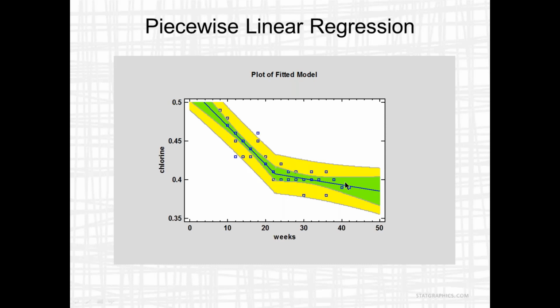You tell it how many pieces. It could be 2, it could be 3. I told it in this case, give me 2. It also determines where they meet. You give it an initial estimate, you might say, I think they meet around 20 or something, but it will improve on that estimate. So what you get is 2 slopes, 2 intercepts, and the location at which they join.